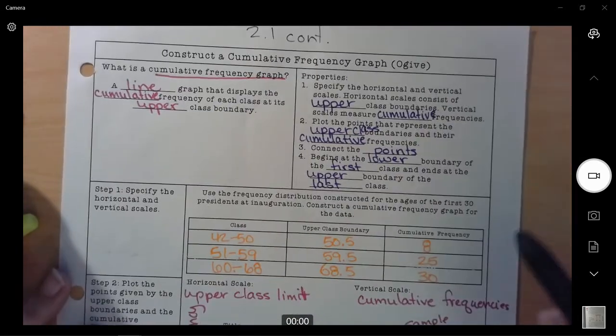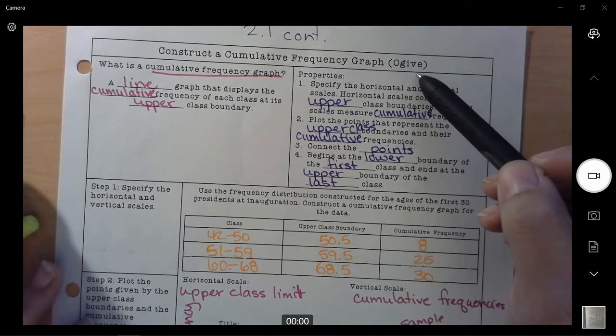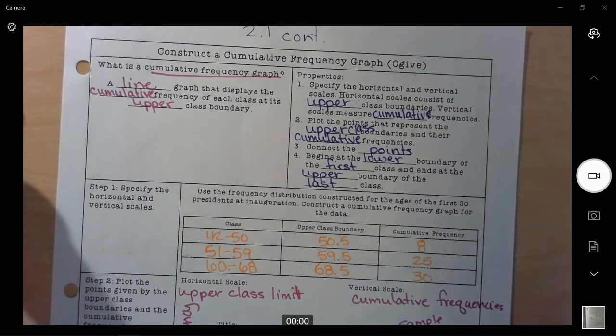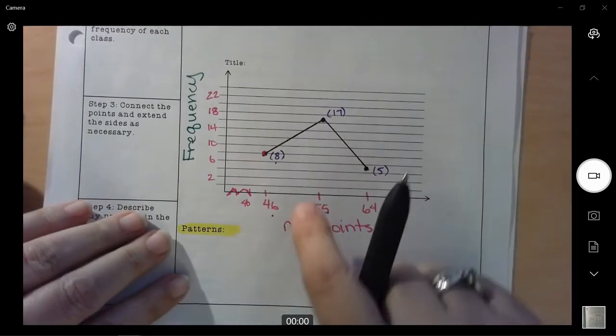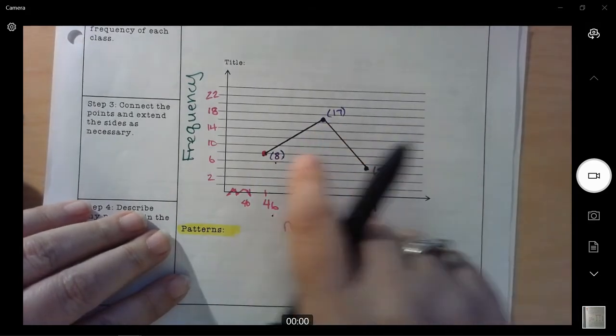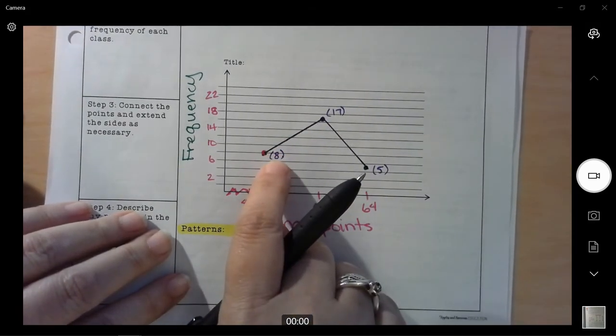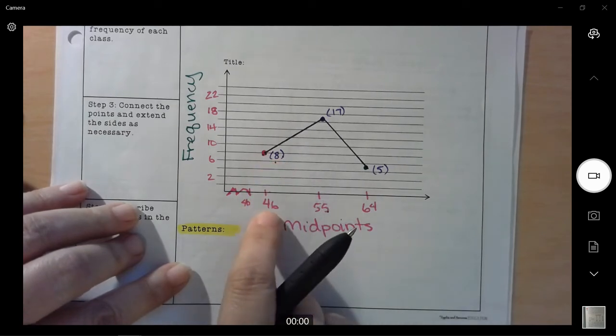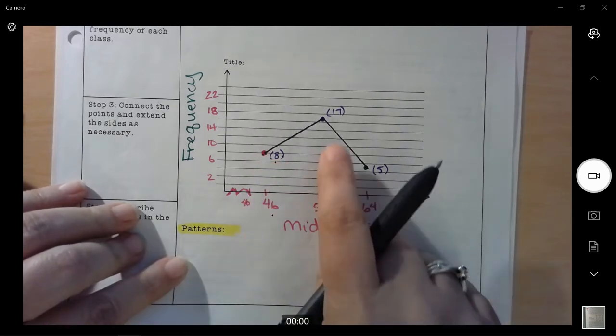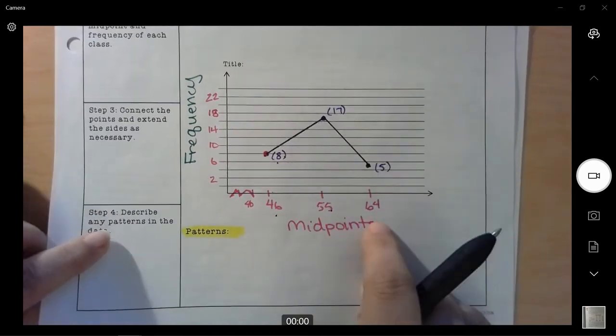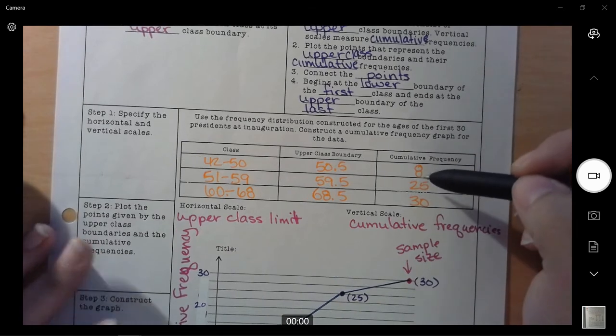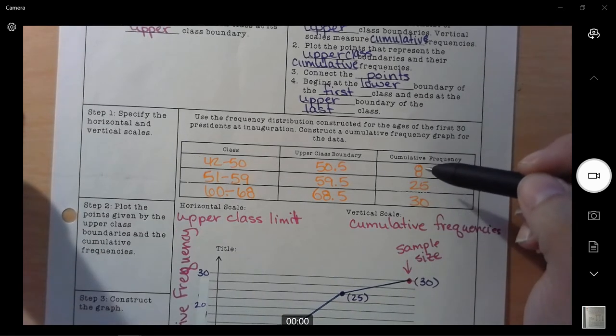And then the final one is called a cumulative frequency graph, or an ogive. Okay, an ogive tells the growth, not the distance between. So on the previous line graph that we had, we were looking at 8, 17, 5. These are exactly how many presidents have been elected in the range of 46 years old, 17 at 55 years old, 5 at 64 years old. But this one tells us how many presidents have been elected over time.